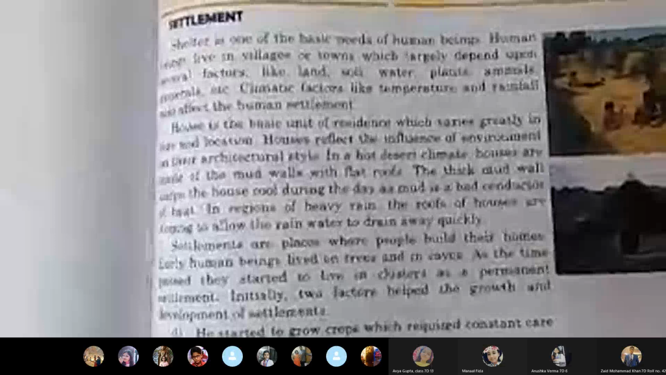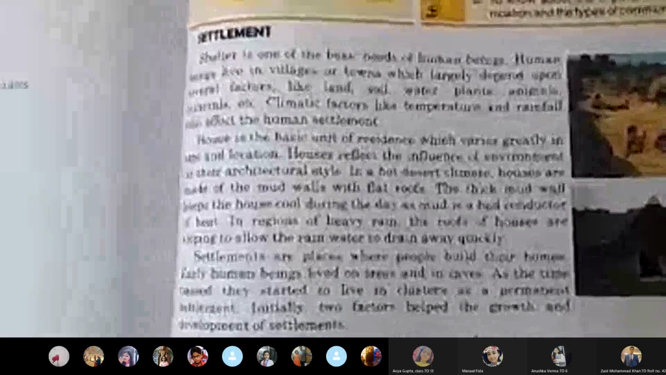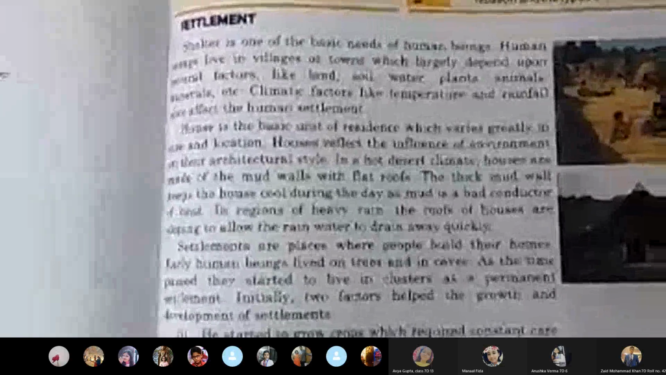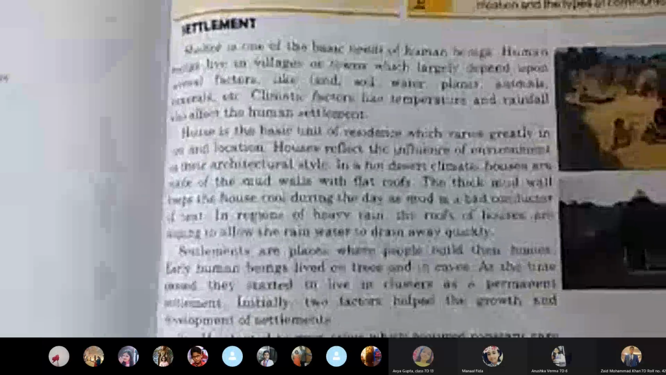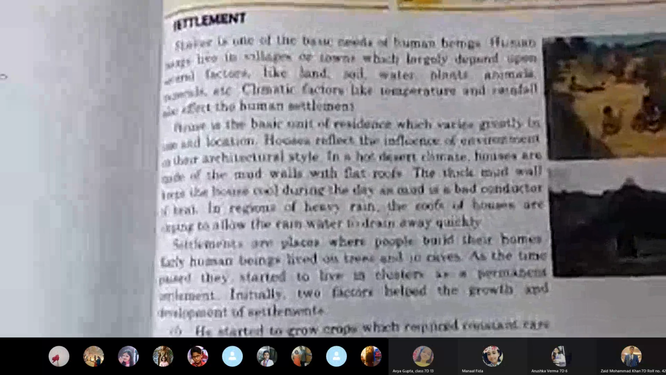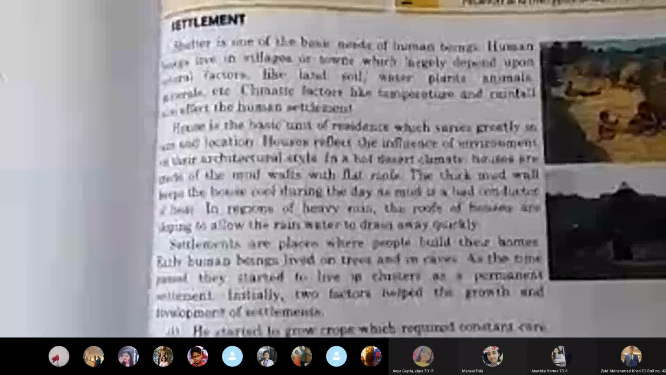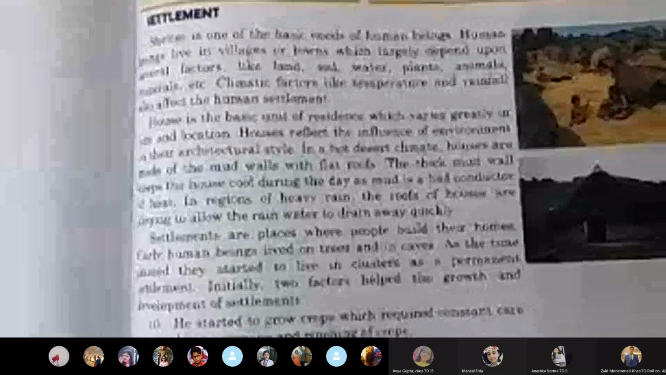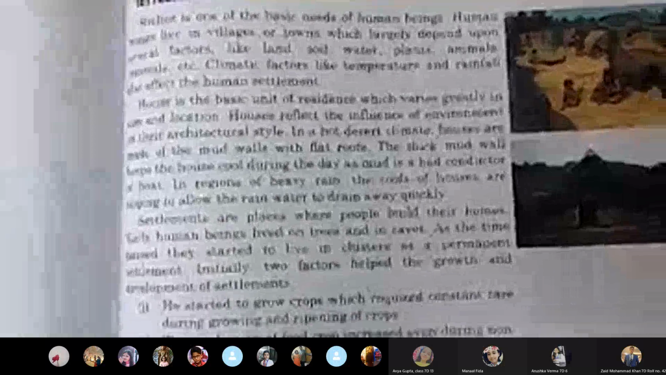So now there are various ways which have resulted in growth of a particular settlement. And the factors are: number one, he started to grow crops which required constant care during growing and ripening of crops.